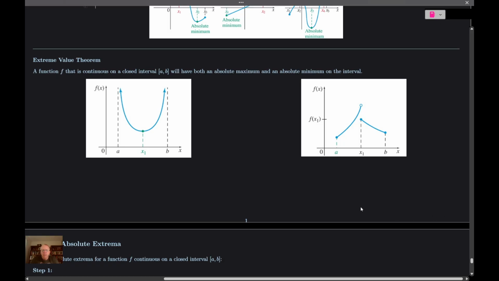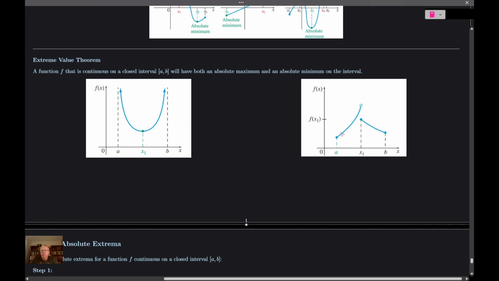And here we see where the continuous part is important, because here we have a function that has vertical asymptotes at a and b. So it's not continuous over that closed interval. It's continuous over the open interval, a to b. But in this case, we have an absolute minimum, but over the closed interval, we don't have an absolute maximum, because no matter how close you get to a or b, you could always find a value that's greater than another one. So over the open interval, it's not going to work.